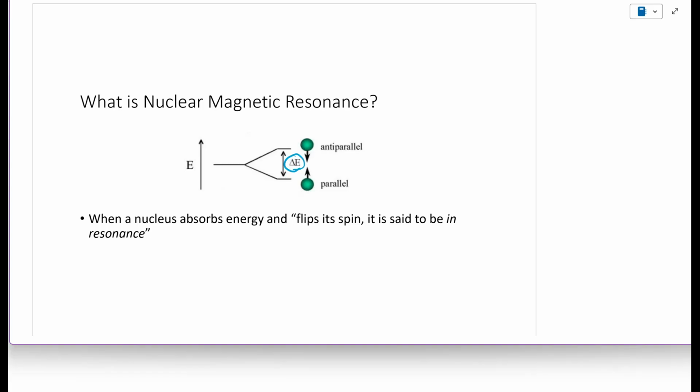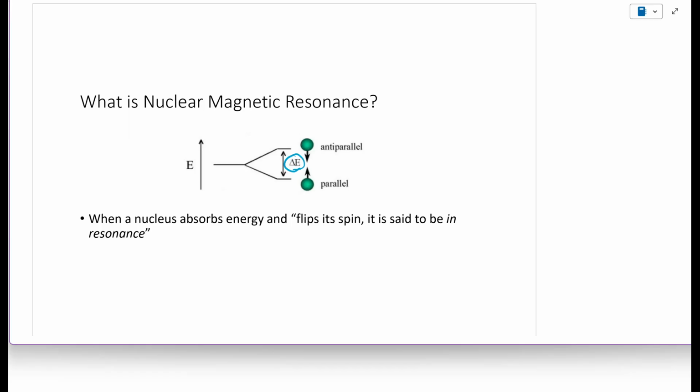And you might guess that amount of energy happens to be the amount of energy in photons in the radio wave region of the electromagnetic spectrum. So when we irradiate the molecule with radio wave energy, we can flip the nuclear spin of the molecule from being aligned with the magnetic field to being aligned against the magnetic field.